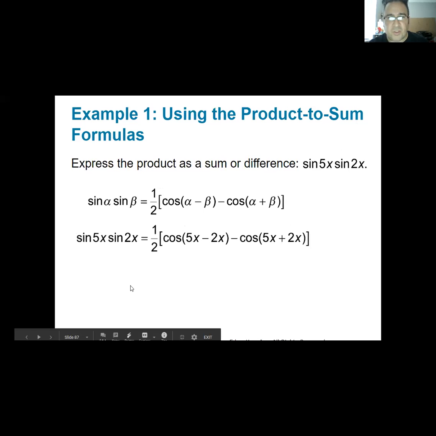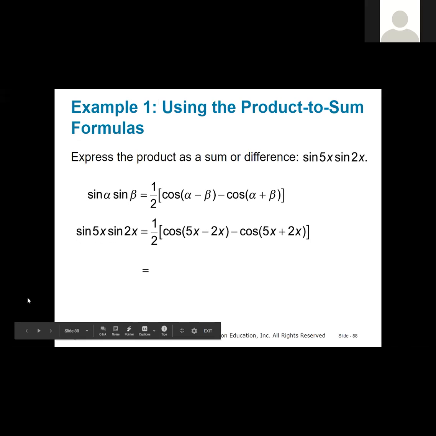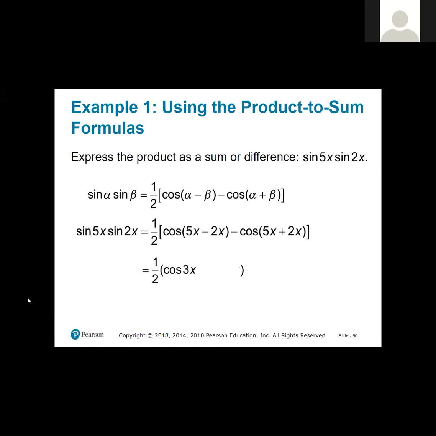Got it? Just no, maybe so. No worries, Christopher. This is being recorded so you can watch the beginning later. This is easy stuff. Ask Sarah or Talia. They both seem like they got this. All right. 5x minus 2x is 3x. And then 5x plus 2x is 7x. Good job. Okay, so it's cosine of 3x minus cosine of 7x.